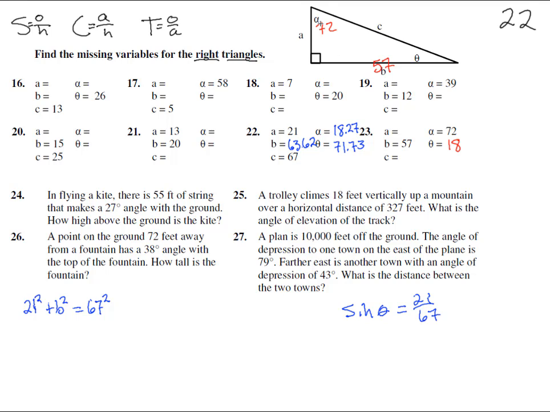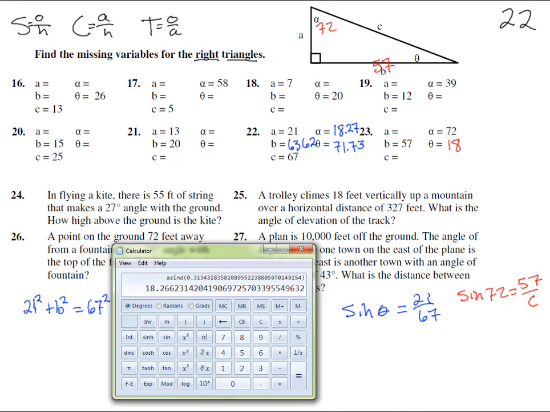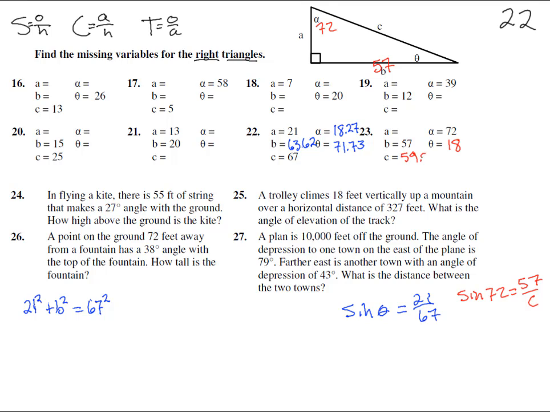So if we take sine of 72, that is going to be 57 over C. Multiply by C, divide by sine of 72, and we get, let's pull out the calculator, 57 divided by sine of 72 equals, and we get 59.93 for C. We could use A squared plus B squared equals C squared here, or we can use tangent.